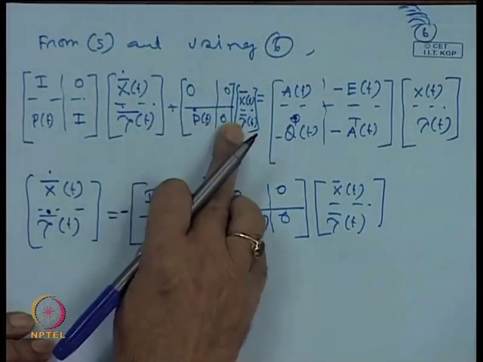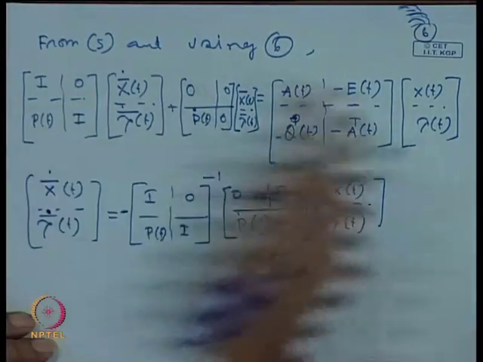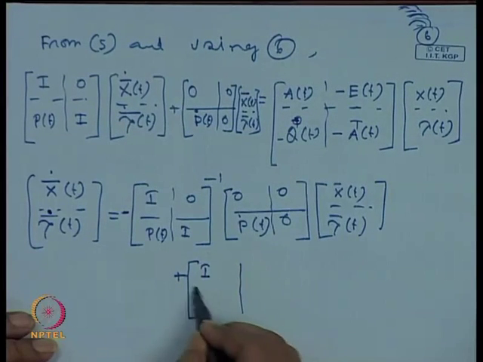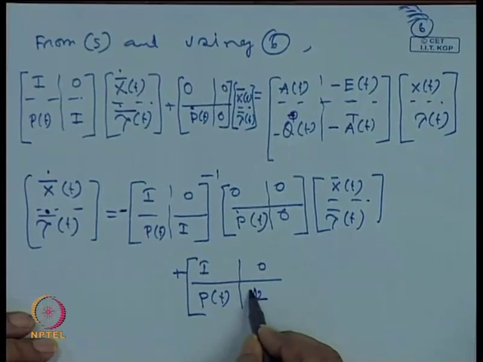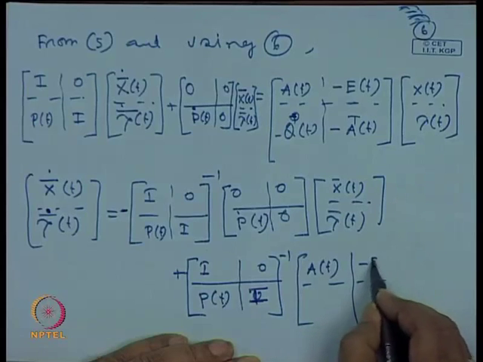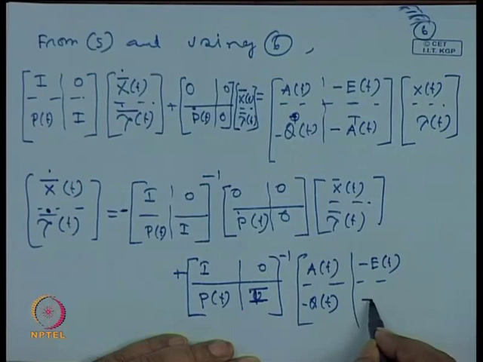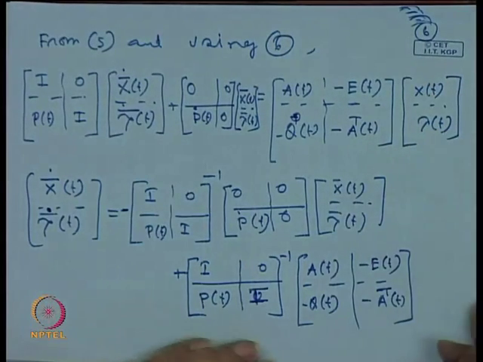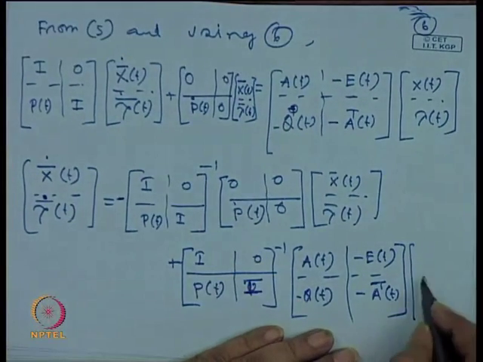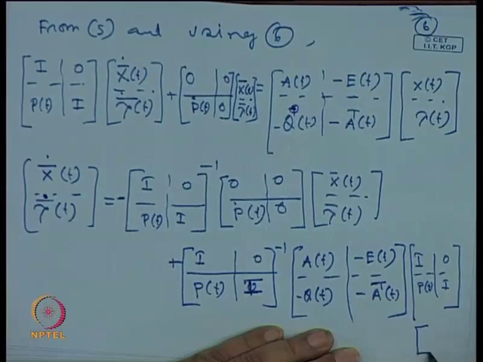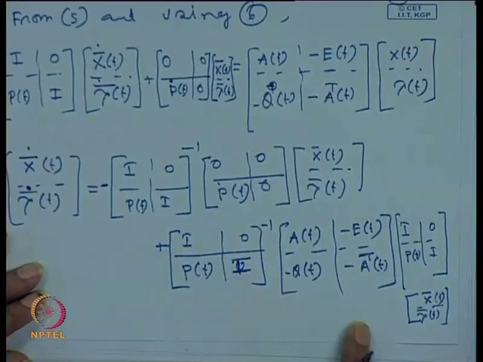This is my first term, because I have taken this term to the right hand side, then I have multiplied both sides by the inverse of that one. So, this is the term, and this part will be what? See, this will be the inverse of that I, 0, p of t, I, this is I whole inverse, then a of t, minus e of t, minus q of t, minus a transpose of t, multiplied by this, where x and lambda of t are replaced by x bar and lambda bar. So, if you replace by this one, you will get I, 0, p of t, I, multiplied by x bar of t and lambda bar of t. Agree? This is the expression we got, x bar of t, lambda bar of t.